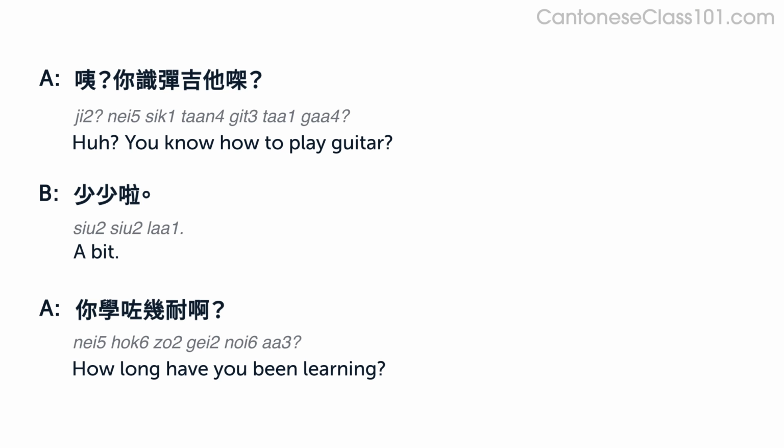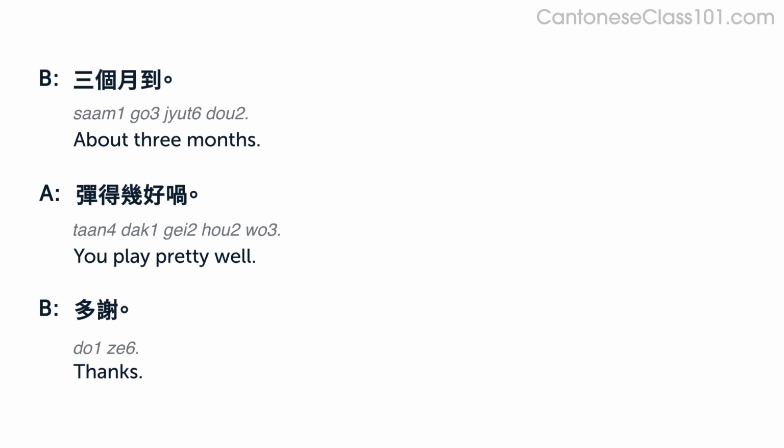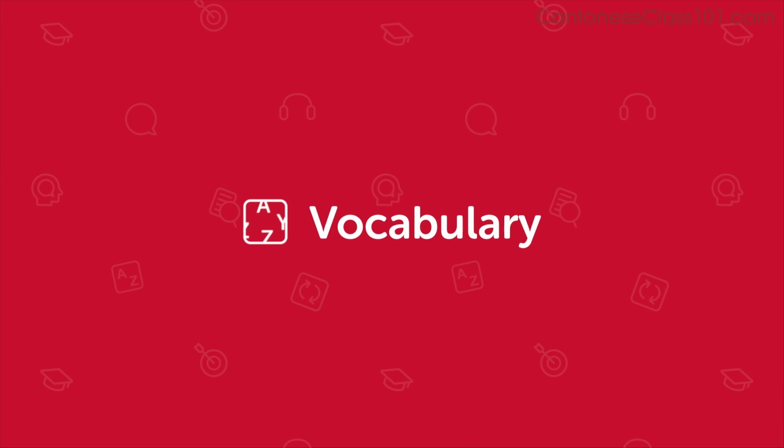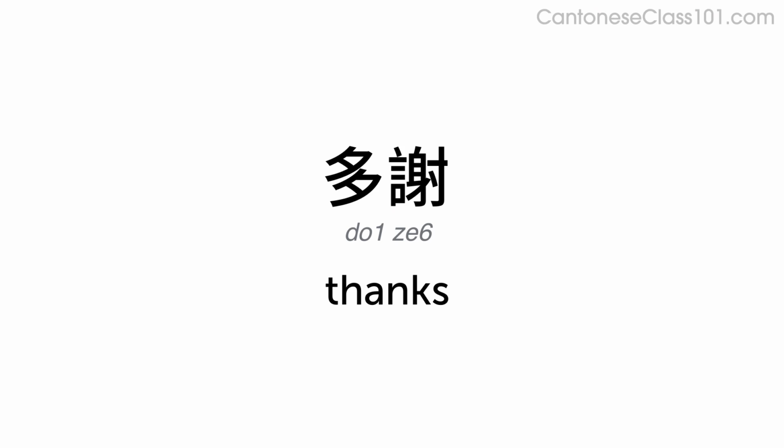咦，你識彈吉他㗎？ 少少啦。 你學咗幾耐啊？ 3個月到。 彈得幾好喎。 多謝。 Now you will hear the key vocabulary, followed by the English translation.